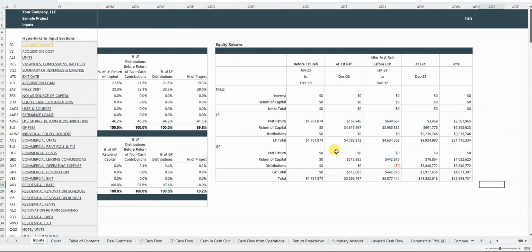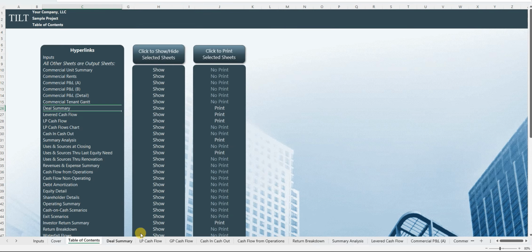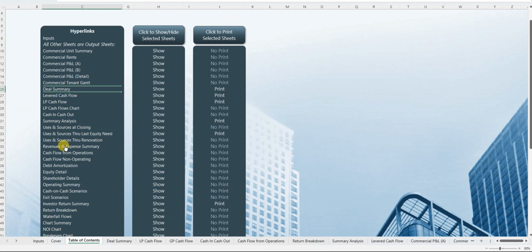And once you've come that far, that's the end of the inputs. And so at that point, you come back to your table of contents on the output reports and start evaluating your project.